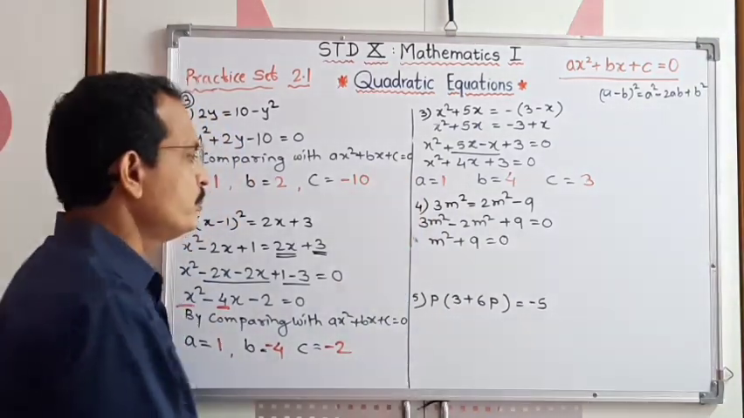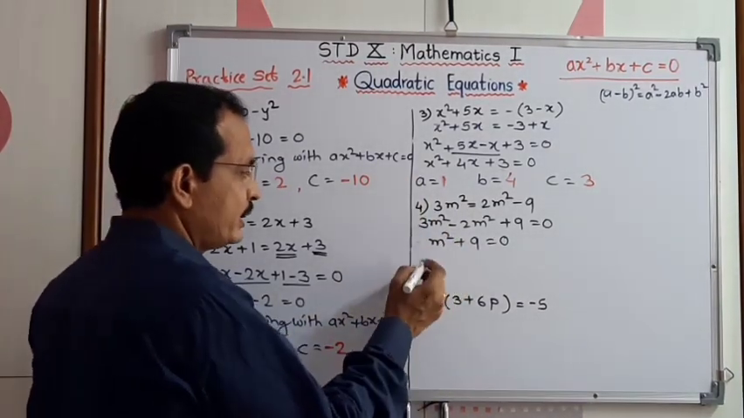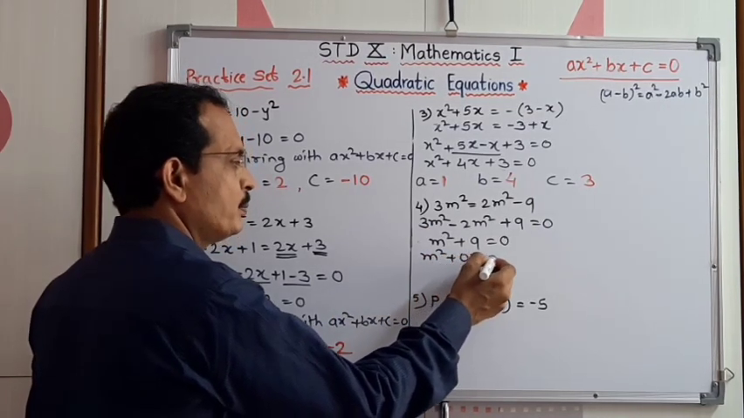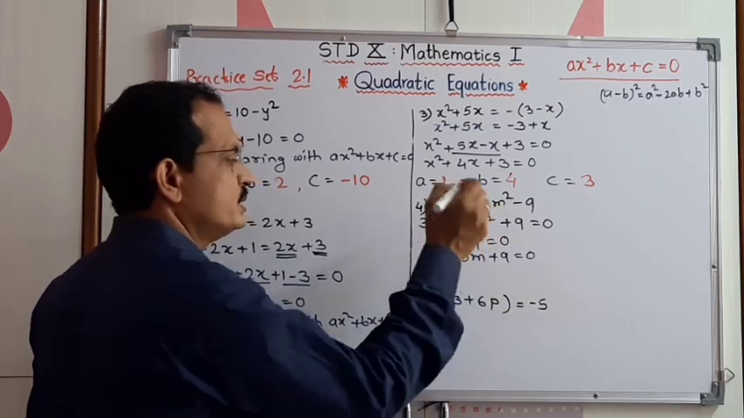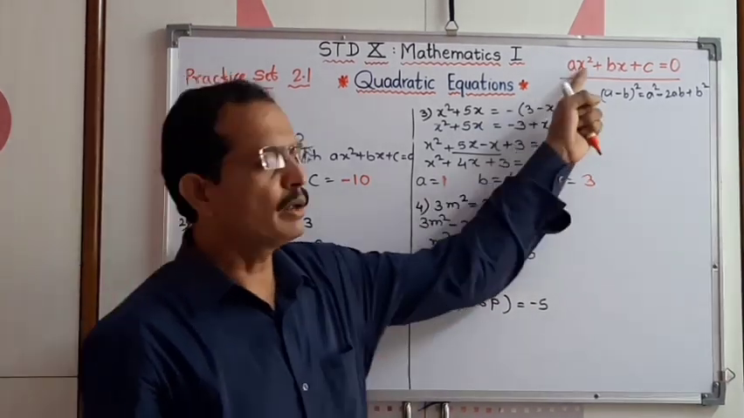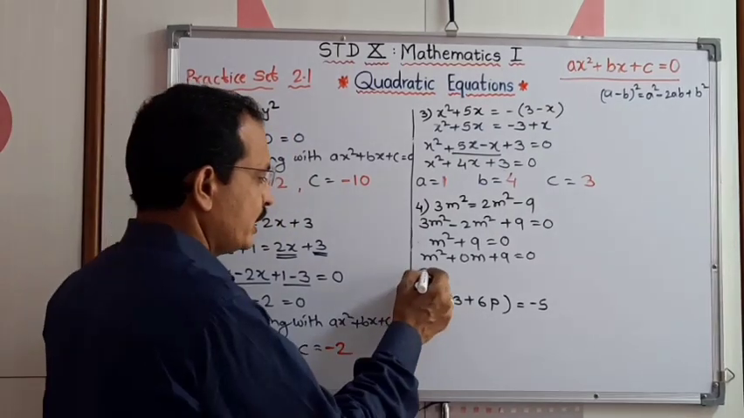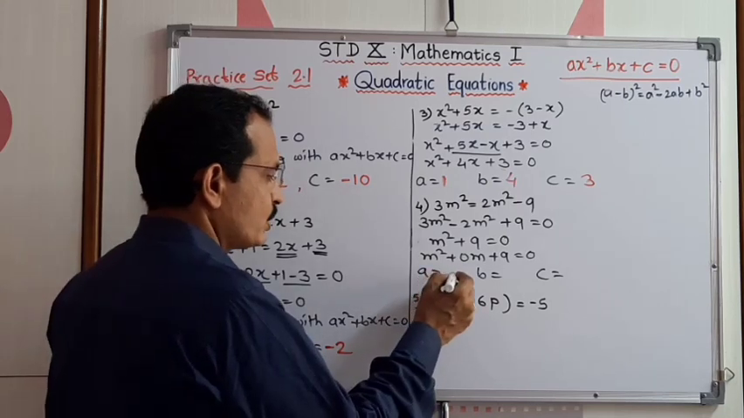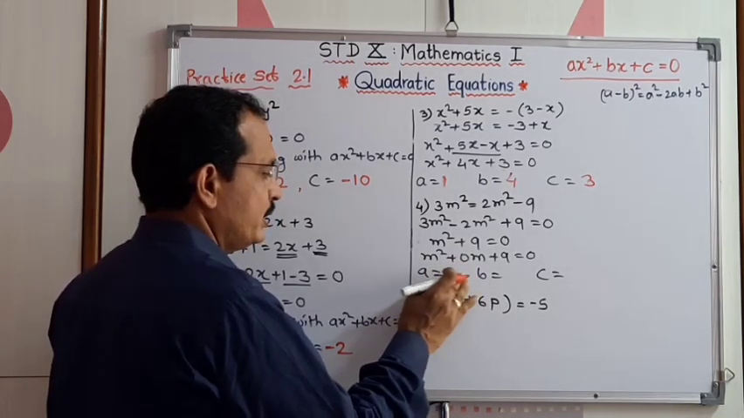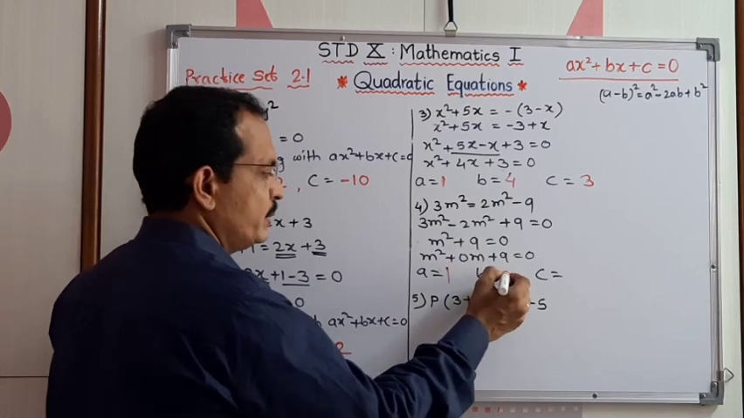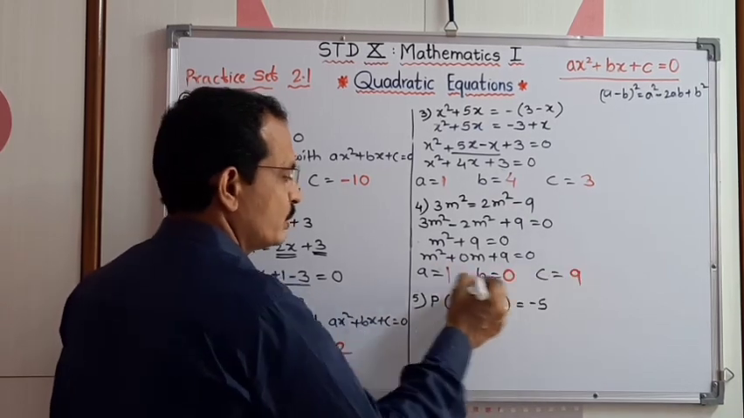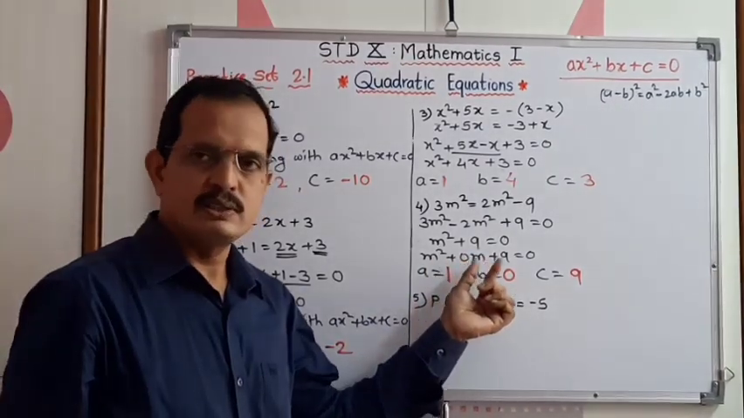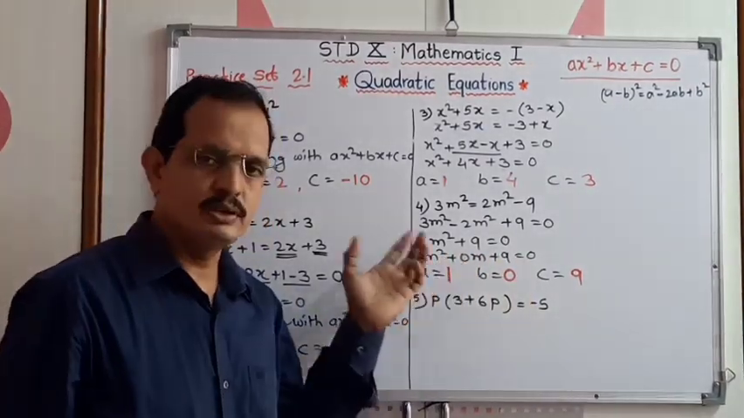Now by comparing with standard form, or we can write it like this, m square plus 0m plus 9 equal to 0. And now by comparing with standard form, we get a is equal to, b is equal to, and c is equal to. Here a is equal to 1, b is equal to 0, and c is equal to 9. I say that b may be 0, c may be 0, but a should not be 0.